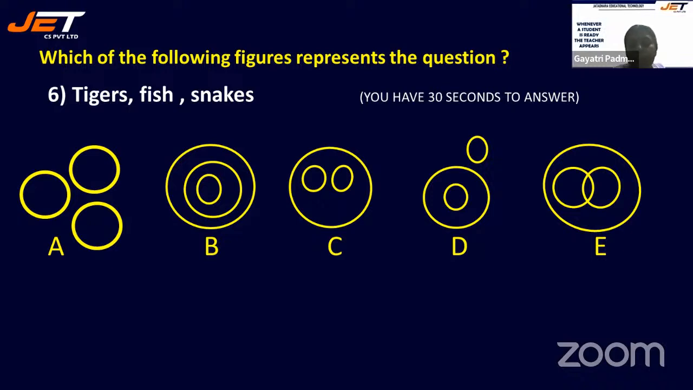Option A, option B, option C, option D, and option E. So let's try and see whether there is any connectivity between these three. If there is no connectivity, then it has to be drawn separately. If there is connectivity, definitely wherever it is possible, you have to join it, like the last sums that we did.